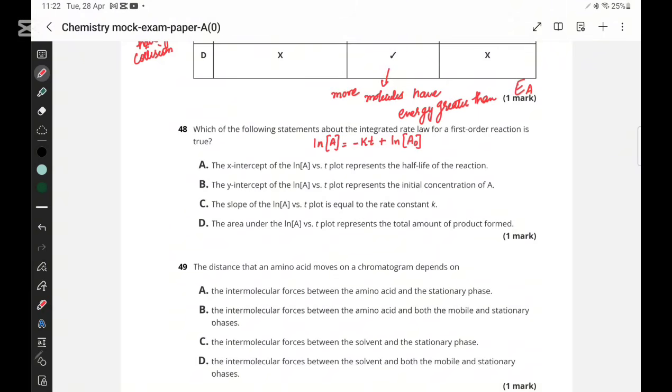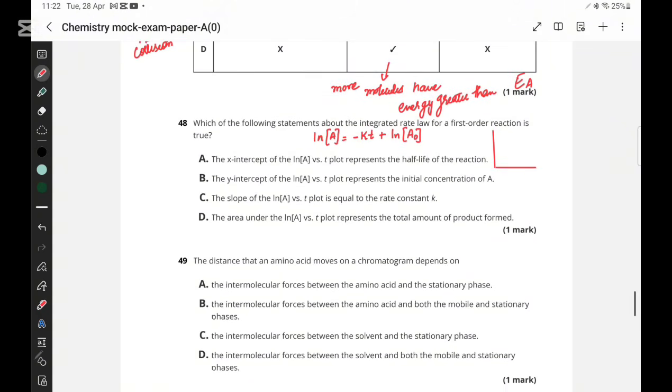And when I'm going to plot a graph of ln A versus time, because y is equal to mx plus c, we are going to have a straight line, and the slope is going to be minus k.